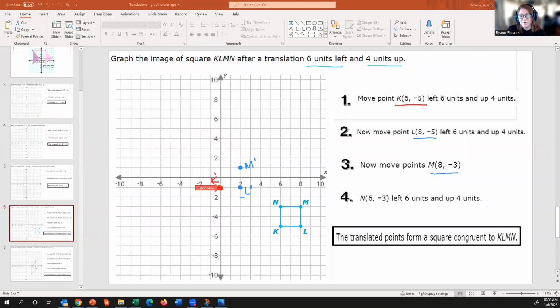And then the last point that we have is point N, which is at 6, -3. We're going to start here and count over 1, 2, 3, 4, 5, 6. Then from here, we're going to go up 1, 2, 3, 4 places. This is the image for N.